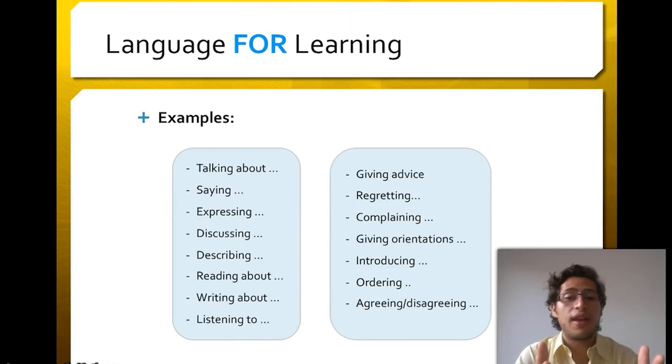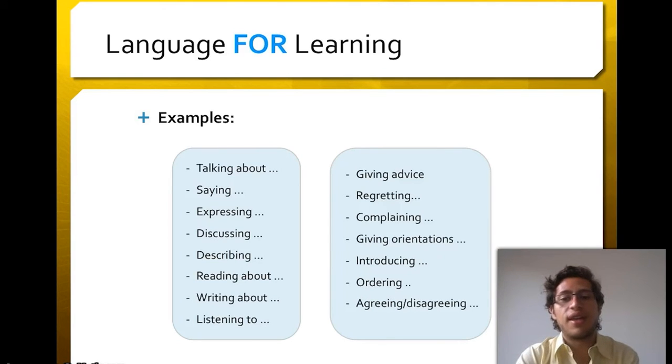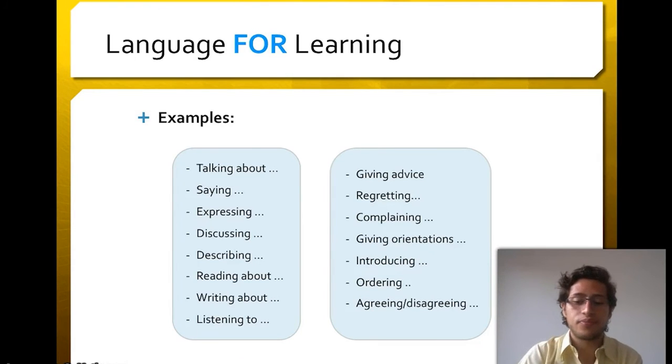Okay, so what they had in common is that all of them are introduced by a communicative verb. If you see, the verb already implies a communicative dimension, and if students are giving advice, regretting, complaining, ordering, agreeing or disagreeing, it explicitly implies language. So here in language for learning, we identify the communicative functions that students need to achieve in order to be competent in a foreign language. And we consider them explicitly right from the syllabus.